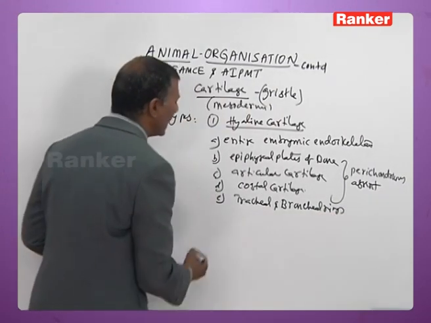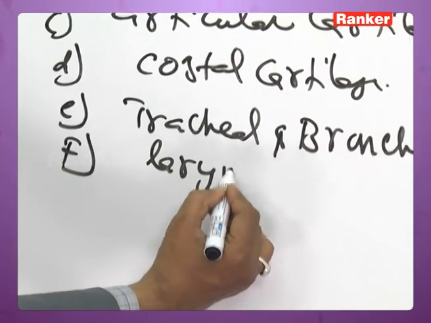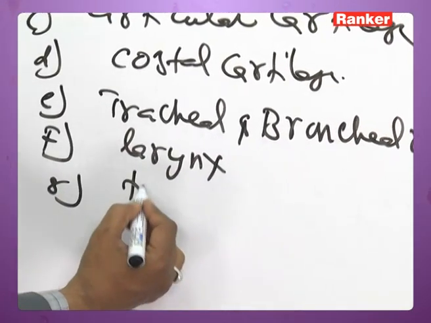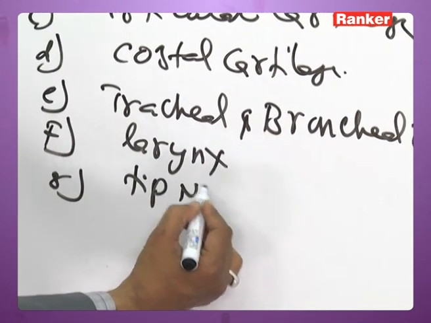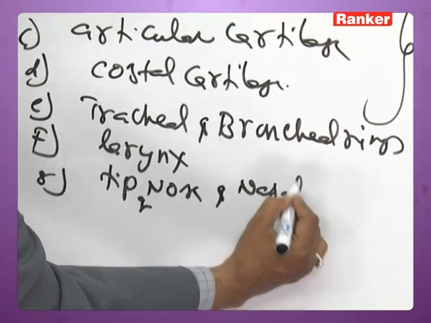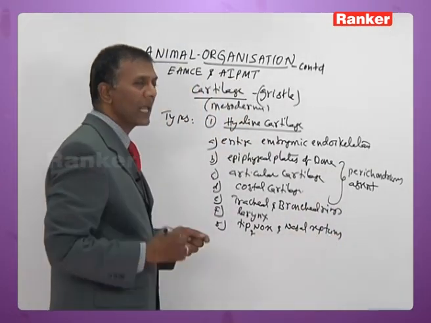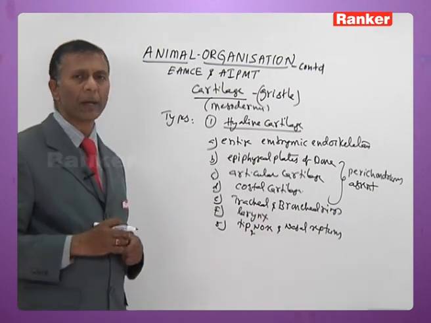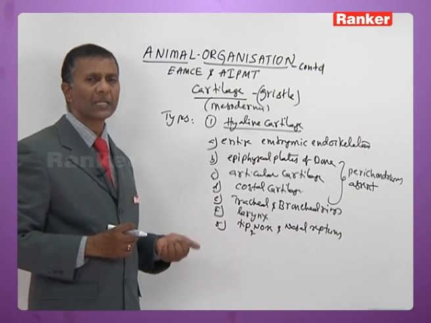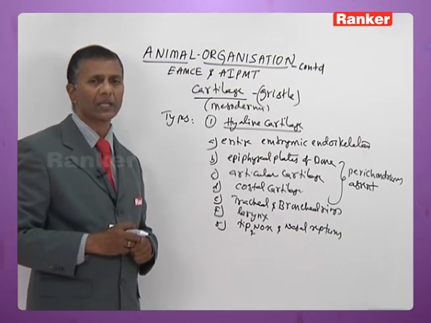Apart from this, tracheal and bronchial rings, cartilage of larynx, tip of the nose and nasal septum are also made up of hyaline cartilages. Cartilages of the larynx, thyroid cartilage, cricoid cartilage, arytenoid cartilage, are also made up of hyaline cartilages.